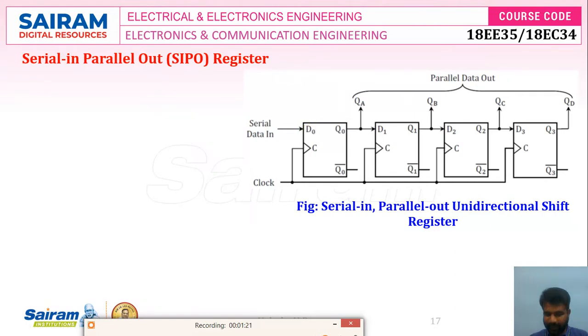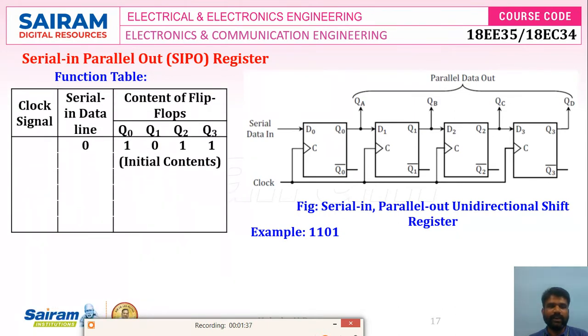So let's verify the operation. Again, consider the same example, 1101. Since it is a left shift, we need to transfer LSB first. Let's see the function table: clock signal, serial data in, and content of flip-flops. This is the initial content. Now set serial data in to 1. When the clock pulse occurs, this 1 will be loaded into Q0, and Q0 value will be shifted to Q1, Q1 to Q2, and Q2 to Q3.